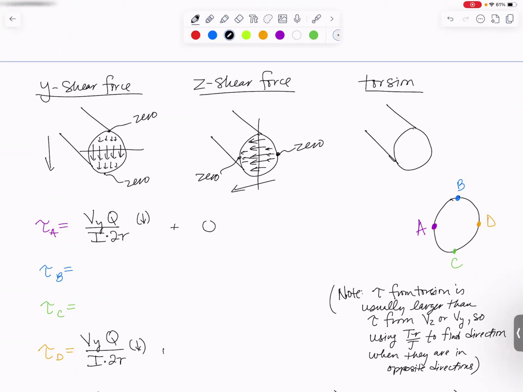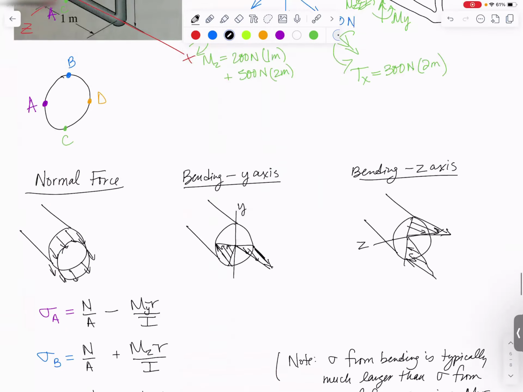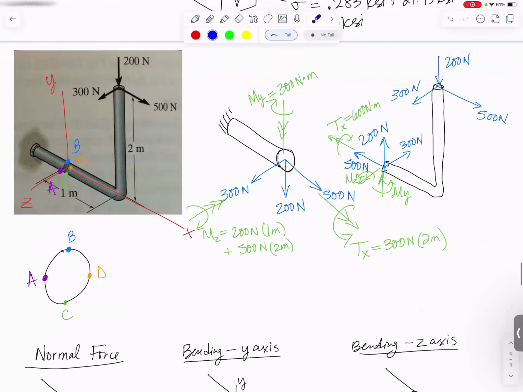Plus 0, plus 0. And this guy, I guess I could have put zeros there, plus VZQ over I. And again, the thickness will be double the radius. Here we get VZQ over I times double the radius, with a little reminder that we're going to be pointing to the left, because that's the direction our shear force pointed. And then finally, we have torsion.